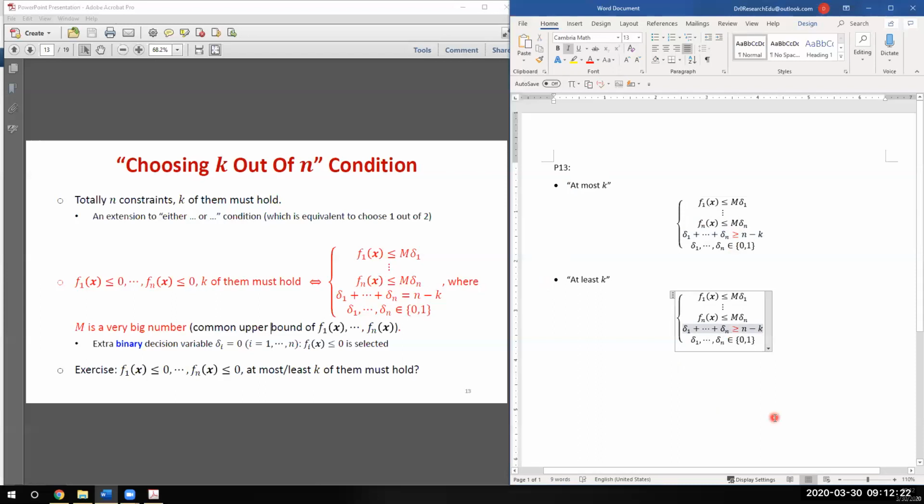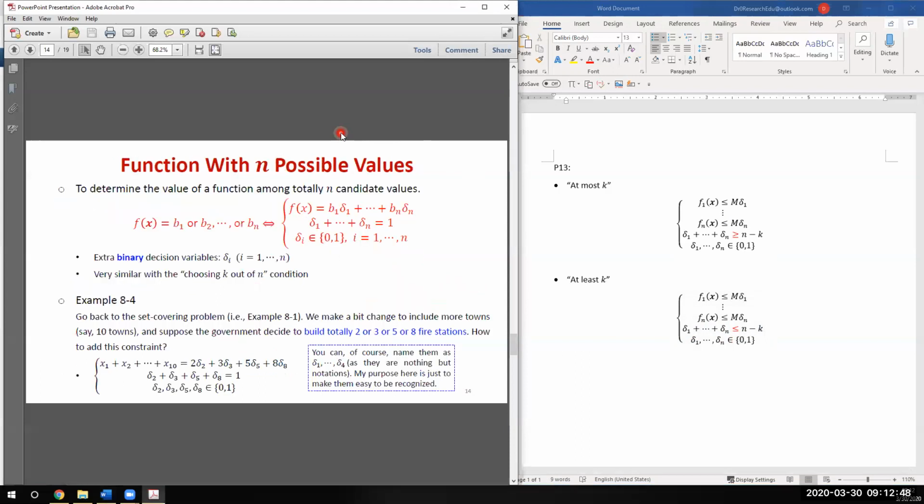If it is the case that at least k of them must be held, that means I should have at least k zeros. That means the summation of deltas should be at most n minus k. In other words, there are at most n minus k ones. Then yes, that's correct. Any questions here?